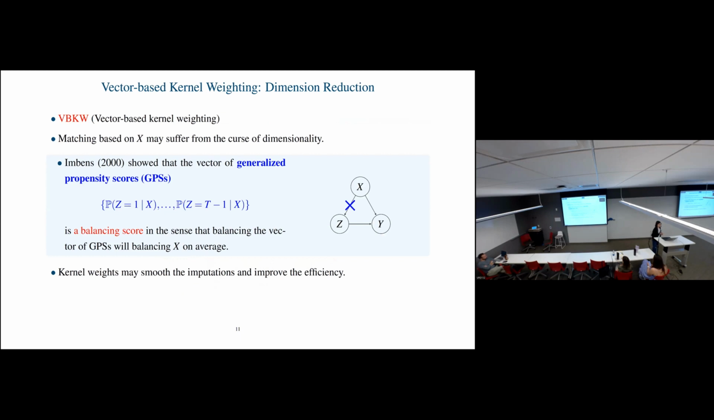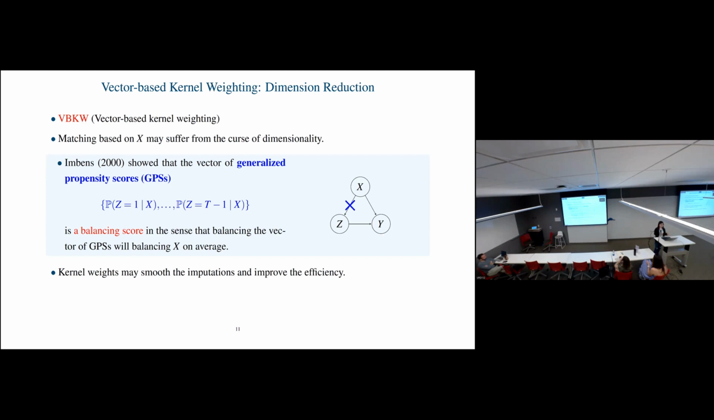The idea of vector-based kernel weighting is to do dimension reduction in the matching procedure. Matching based on covariates itself may suffer from the curse of dimensionality, so we first need to do dimension reduction. The idea here is to use a balancing score. Imbens 2000 showed that the vector of generalized propensity scores can serve as a balancing score. This is a very powerful result: if we balance on the vector of GPS, it will guarantee that we can balance X on average.